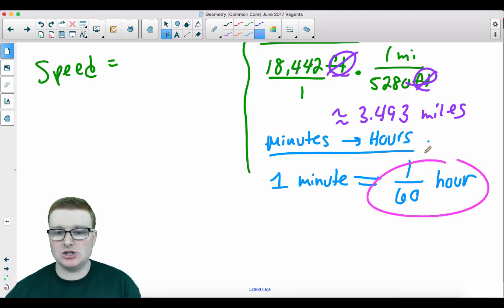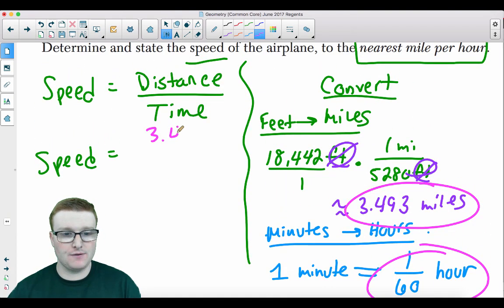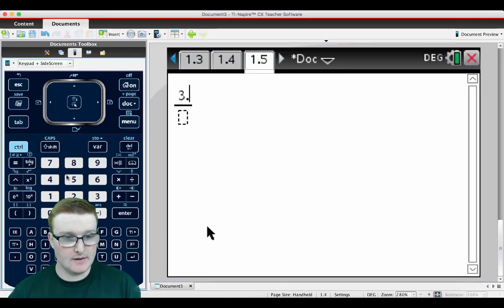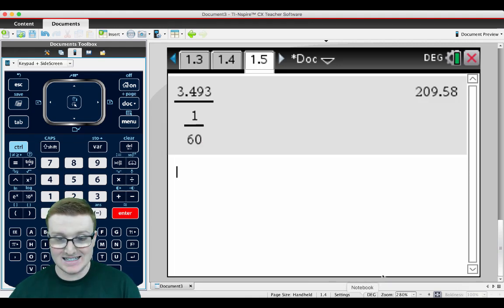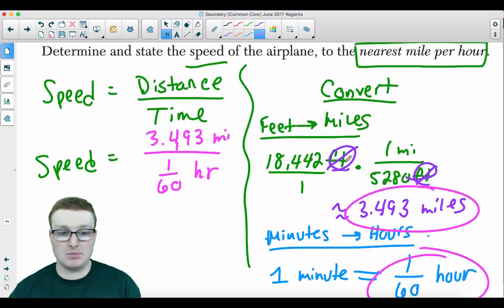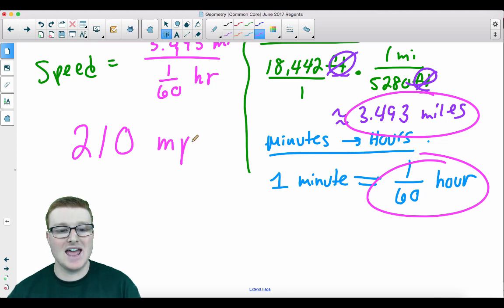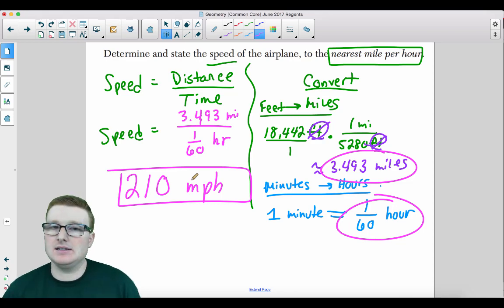So I'm going to take this information and plug it into my speed formula. The distance is 3.493 miles, and we're dividing by 1/60th of an hour. I'm going to go to my calculator. 3.493 divided by, complex fraction here, 1/60. You get an answer of 209.58. You need to round it to the nearest mile per hour. The aircraft is traveling at a speed of 210 miles per hour because we have to round that up. And that, ladies and gentlemen, is the answer to that question.